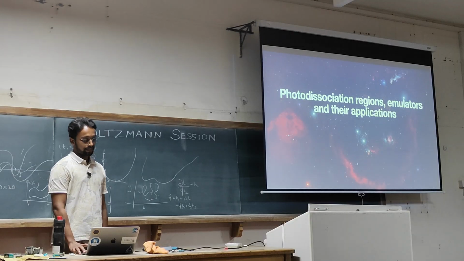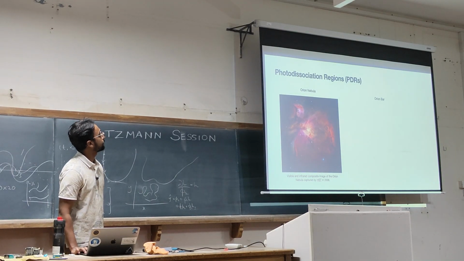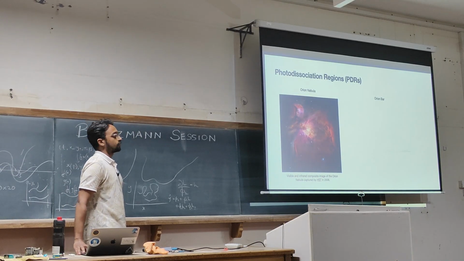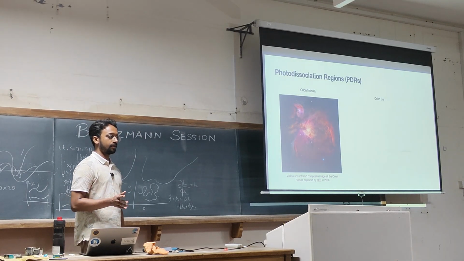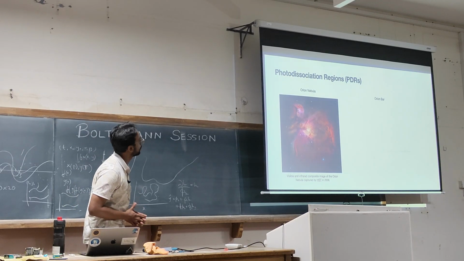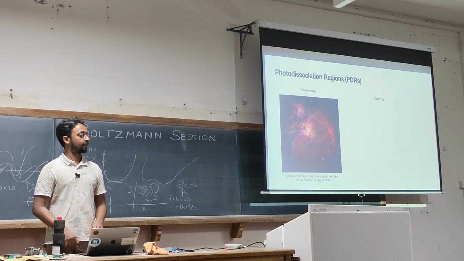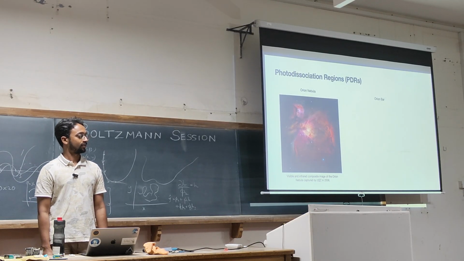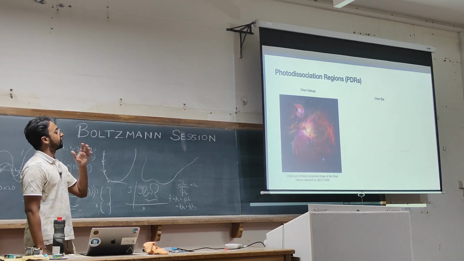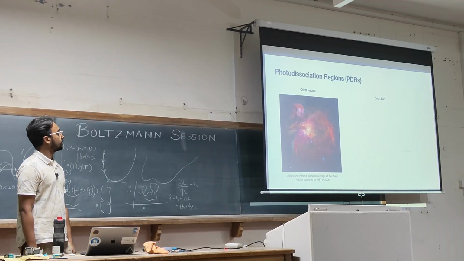Let's see. So with photodissociation regions, okay, let me start with this picture of the Orion Nebula. Does everybody have a physics/astronomy background? Do you guys know what a nebula is? Just so I am fully aware of the background. That's a no. Okay, so there are different kinds of nebula, but generally it's a region of hot gas.